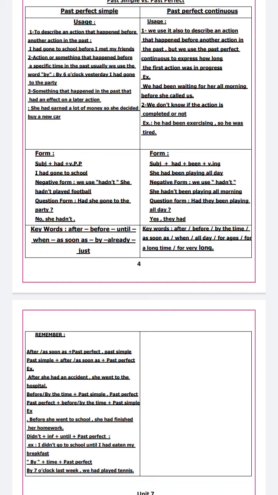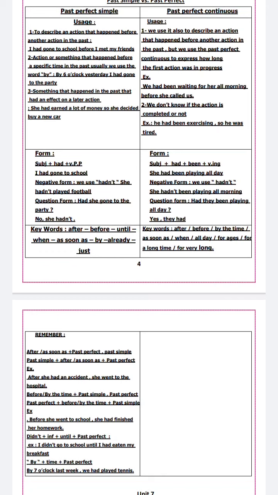Let's look at this sentence. Let's say if this girl didn't have a lot of money, would she buy the new car? No, she would not. So here in the sentence, the next action is 100% related to the first.